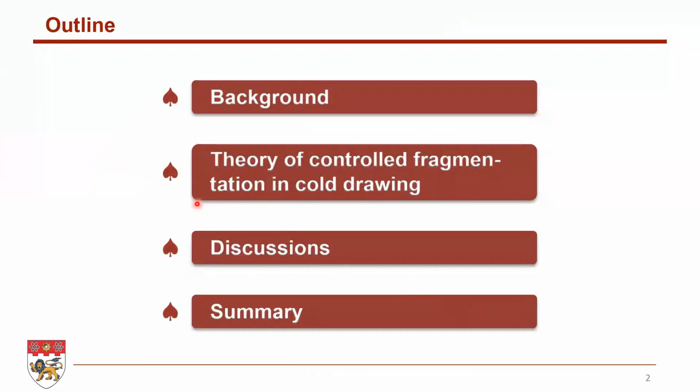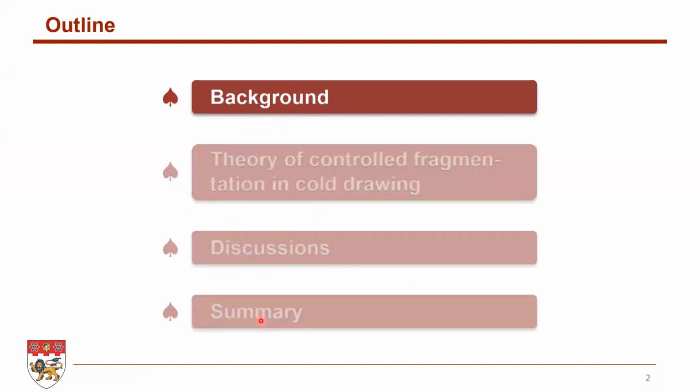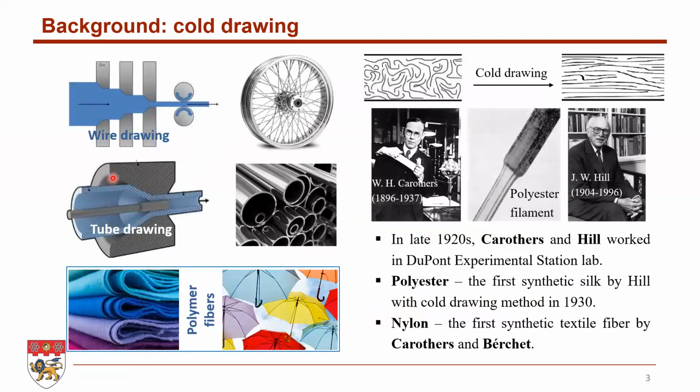Next, I'd like to introduce this work in four parts: the background, the main method, some discussions, and finally the summary. First, as we know, co-drawing is a widely adopted processing approach for fabricating large aspect ratio structures in industry. And it also plays very important roles in our daily life, for example, these wheel spokes, these steel tubes, and also many types of polymer fibers.